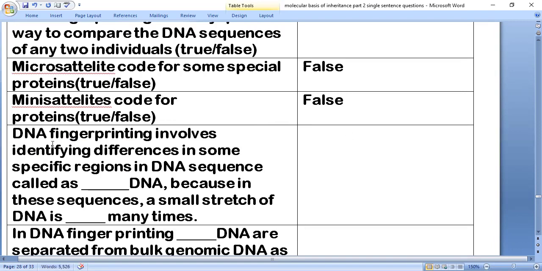DNA fingerprinting involves identifying differences in some specific regions in the DNA sequence called repetitive DNA. Repetitive DNA is separated from bulk genomic DNA as different peaks during density gradient centrifugation.